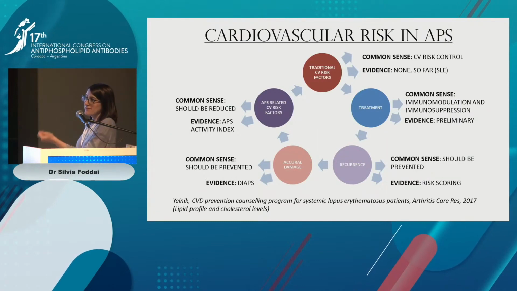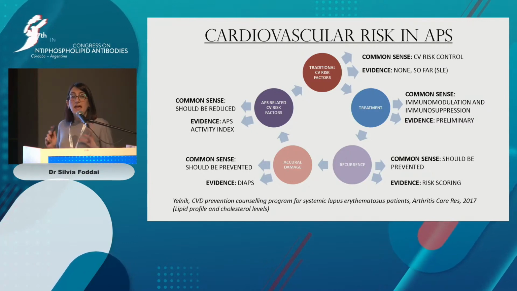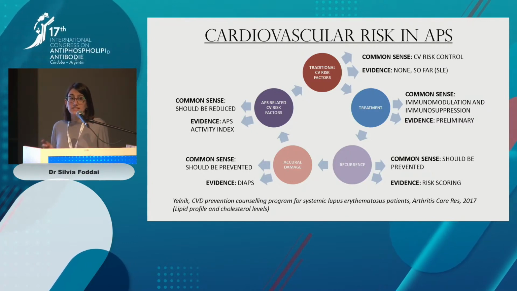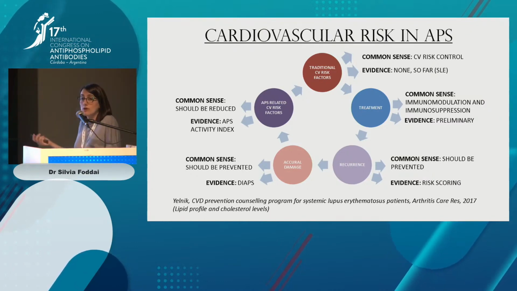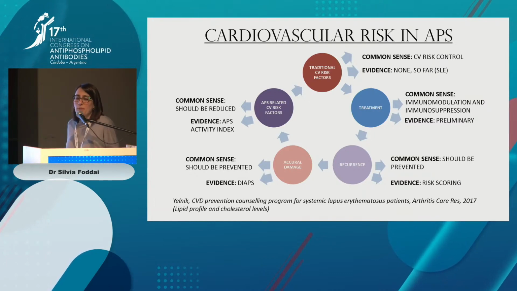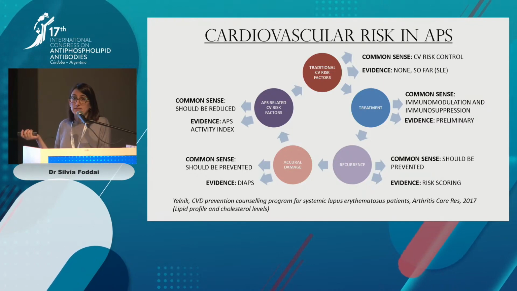Moving on, but going back to the start, what are the evidence and what is the common sense that can help us through the cardiovascular risk assessment and treatment in APS? So when we think about cardiovascular risk factors, the common sense tells us to control them, okay? To counsel the patient so much that they will be at our side and they will do what we are proposing them to do. But the evidence so far is not present.